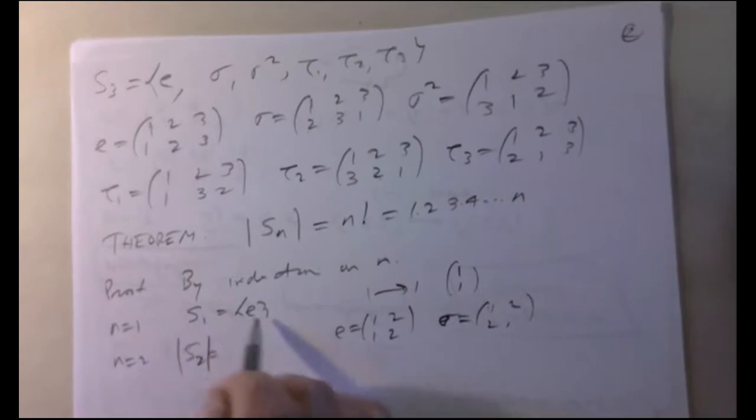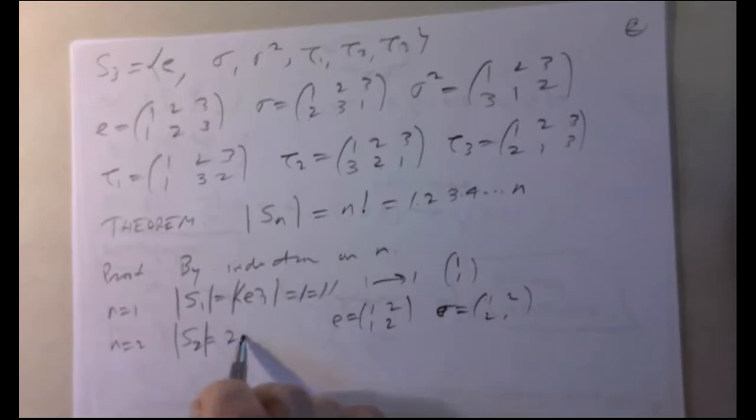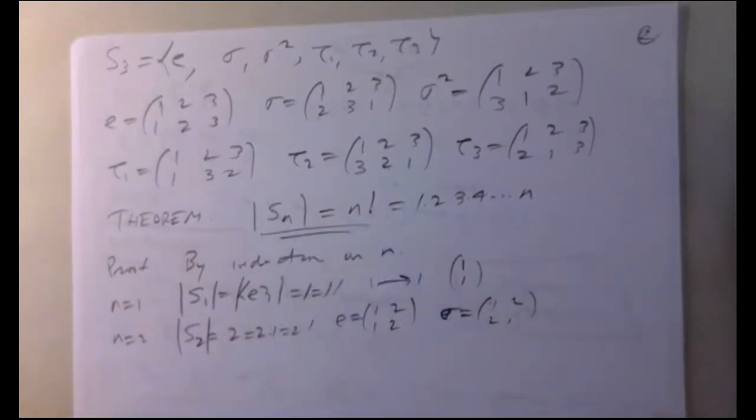Sorry, S1 is just the identity. So the cardinality is 1, which is 1 factorial. There are 2 permutations in S2, which is the same as 2 times 1, or 2 factorial. So this statement is true at least for n equal 1 and n equal 2.